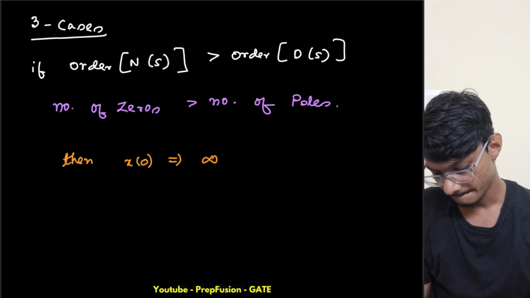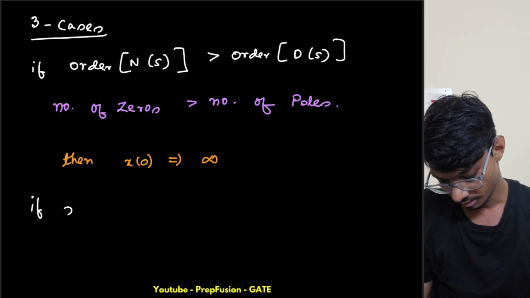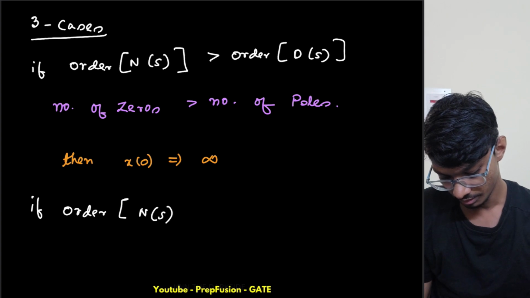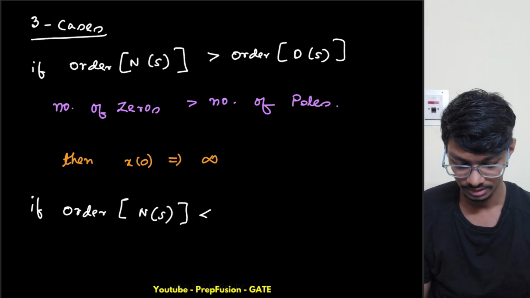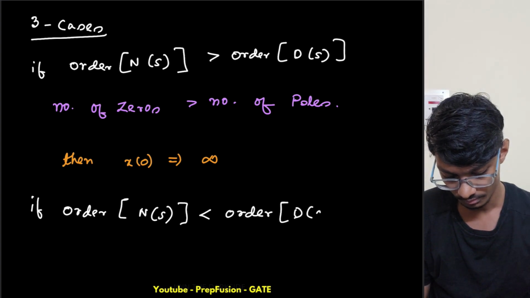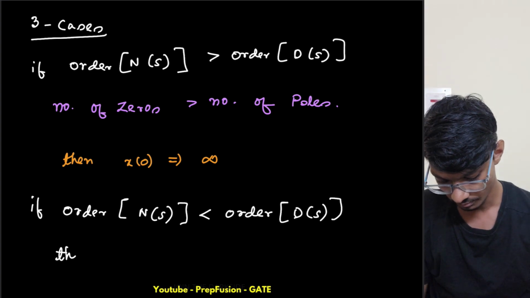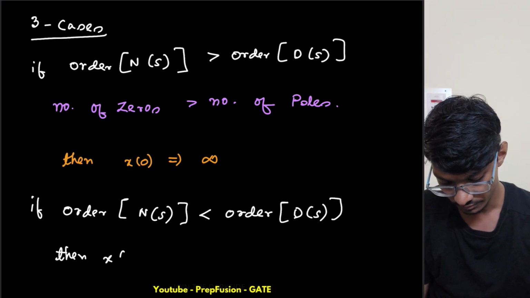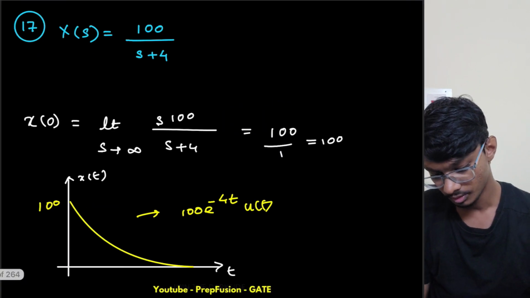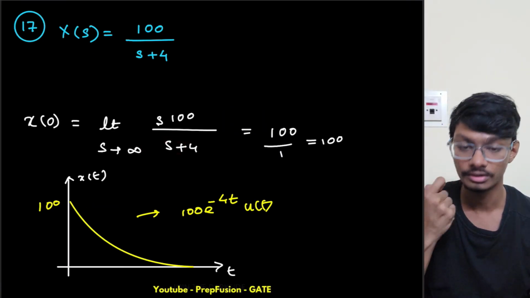Okay, so if the order of the numerator of s is less than the order of the denominator of s, then what will happen? Then x of 0 will be 0. Why? Because we'll have more s terms here, so it will tend to go to 0.